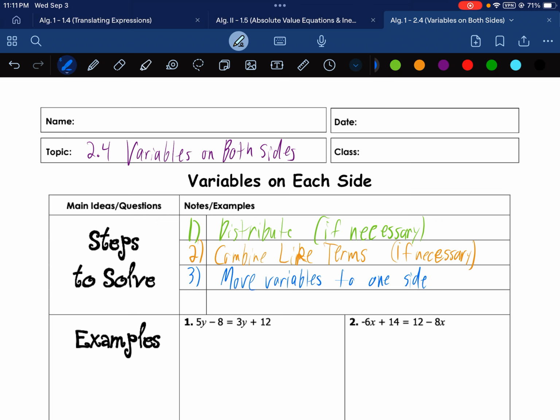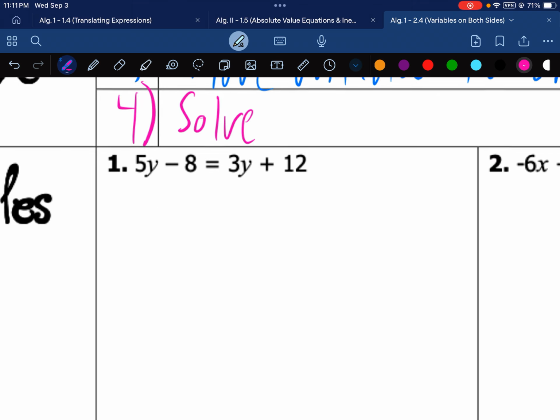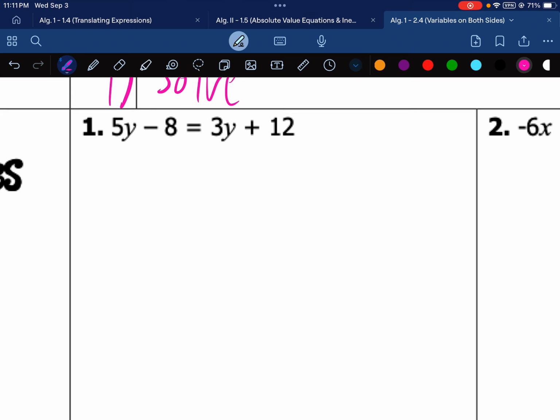And last but not least, step 4 is to, as it says, solve. But essentially that's using our two-step equation solving methods where we use SADMAP, doing the subtraction addition first and then the multiplication division. So let's dive into example 1.